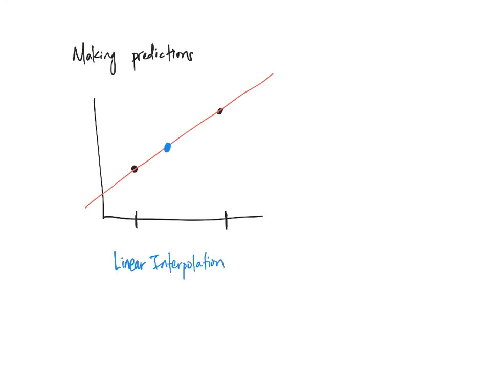Whereas if you were to try to make a prediction of what happens beyond these points, so let's say this line continues, and you want to predict what's going to happen 10 years later, so you look out further, and let's say 10 years later represents this point. When you're extending the line beyond the two points that they gave you, that's called a linear extrapolation.